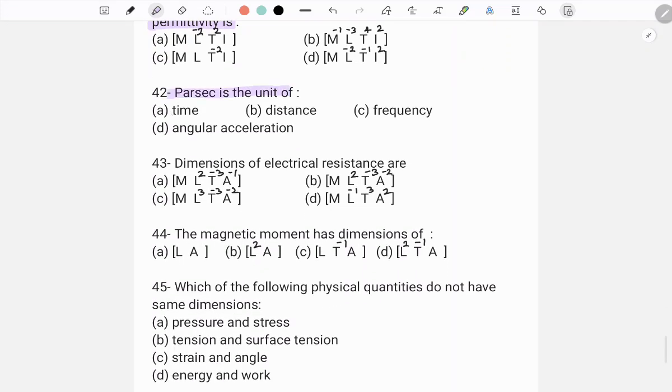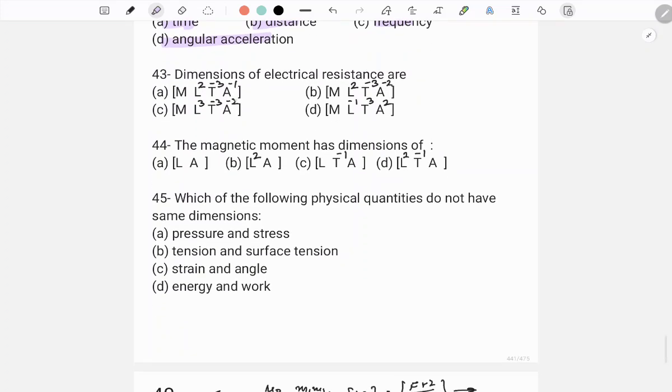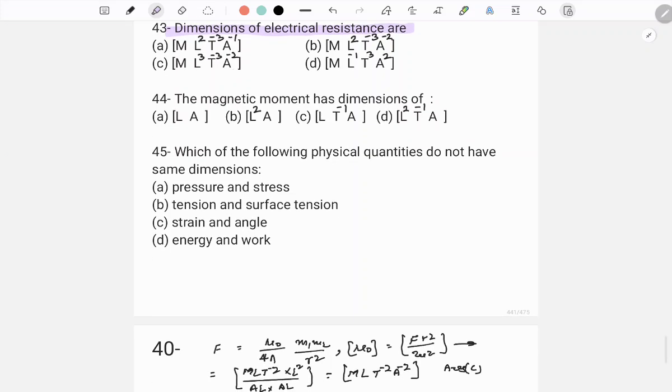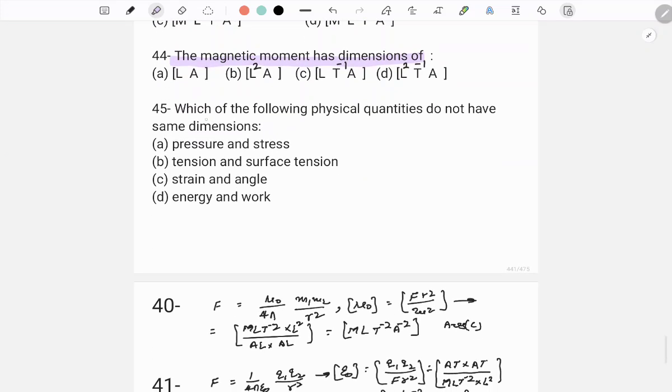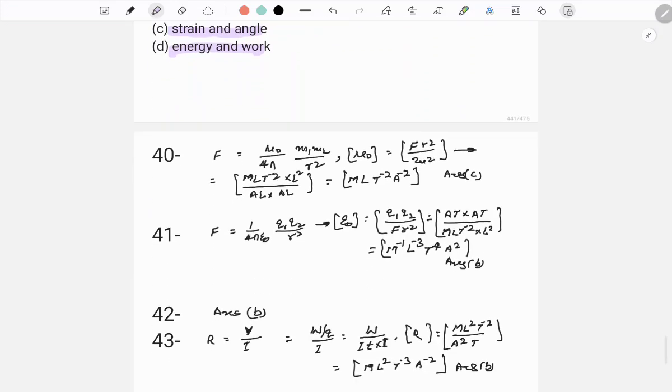42nd. Parsec is the unit of time, distance, frequency, angular acceleration. 43rd. Dimensions of electrical resistance are. 44th. The magnetic moment has dimensions of. 45th. Which of the following physical quantities do not have same dimensions? Pressure and stress, tension and surface tension, strain and angle, energy and work.